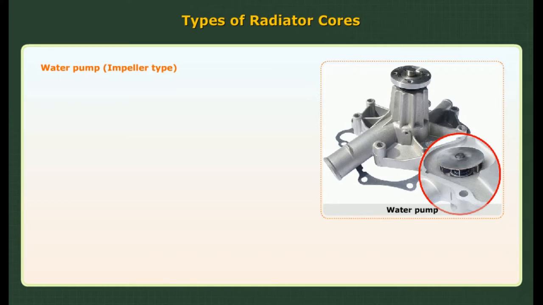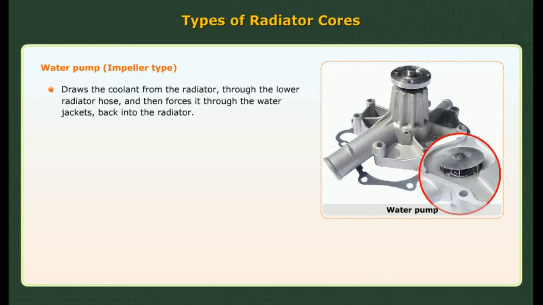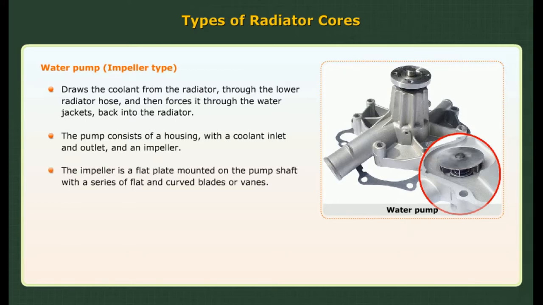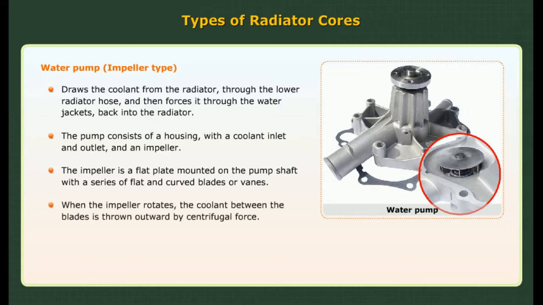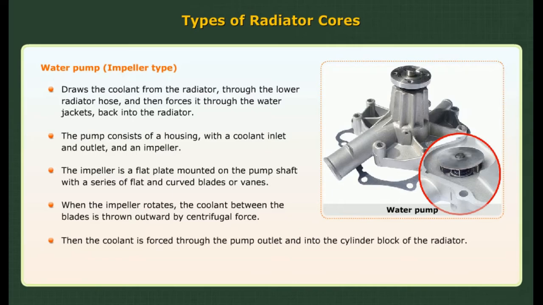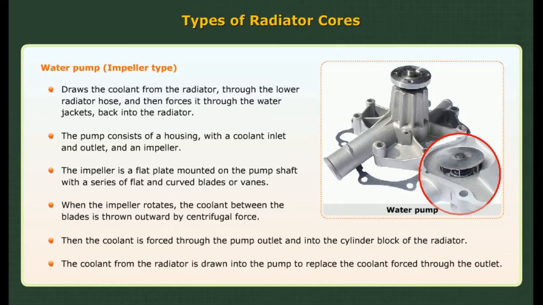Water pump. Impeller type. Draws the coolant from the radiator through the lower radiator hose and then forces it through the water jackets back into the radiator. The pump consists of a housing with a coolant inlet and outlet and an impeller. The impeller is a flat plate mounted on the pump shaft with a series of flat and curved blades or vanes. When the impeller rotates, the coolant between the blades is thrown outward by centrifugal force. Then the coolant is forced through the pump outlet and into the cylinder block of the radiator. The coolant from the radiator is drawn into the pump to replace the coolant forced through the outlet.